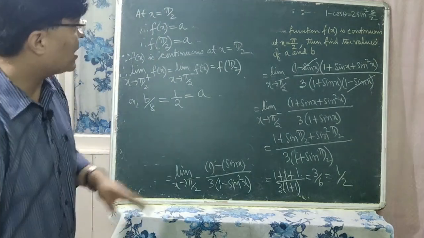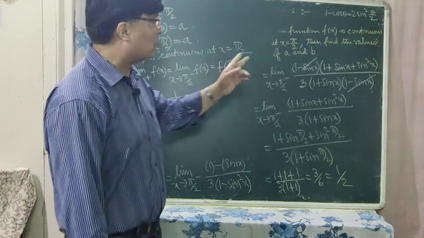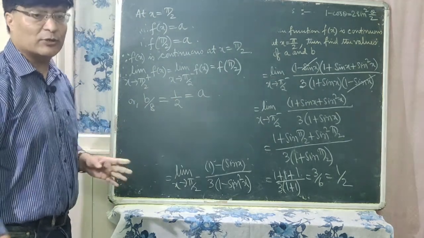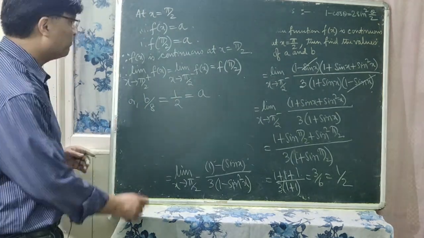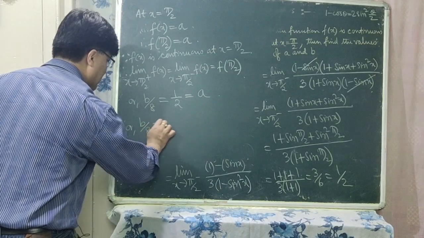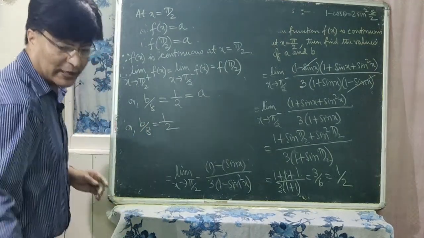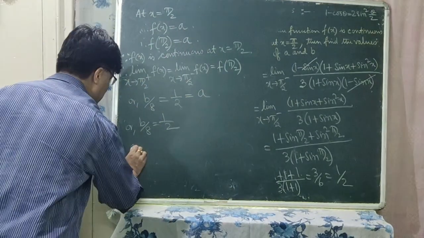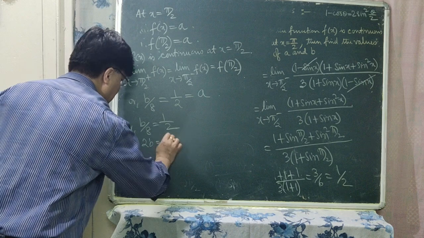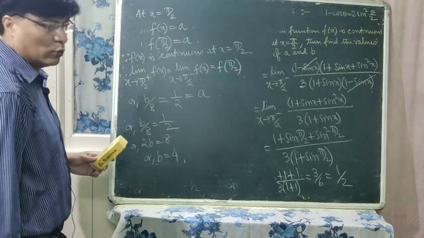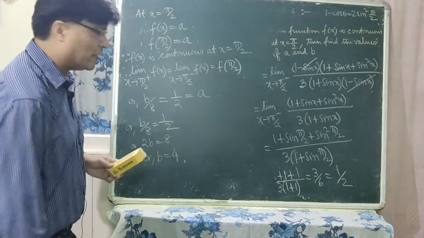So now what is asked in the question? You have to find out the values of a and b. So from this relation, you can easily get the value for a and b. So now let us equate first and second. B by 8 is equal to half. Now we can do cross multiplication here. 2b is equal to 8 or b is equal to, what is the answer? 4.